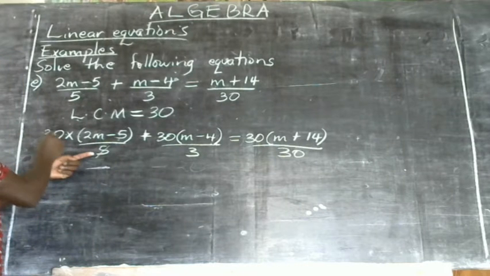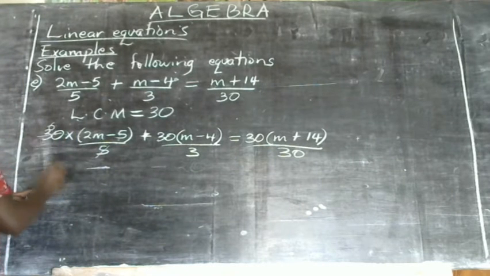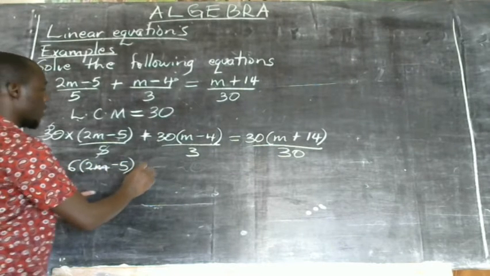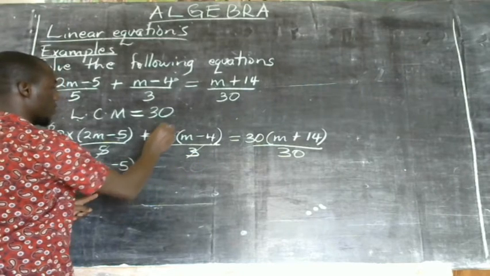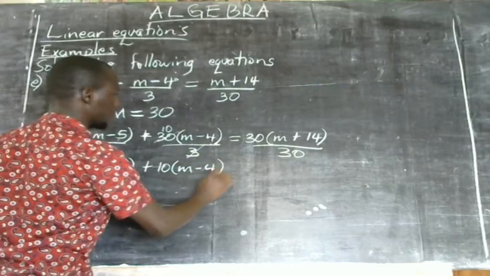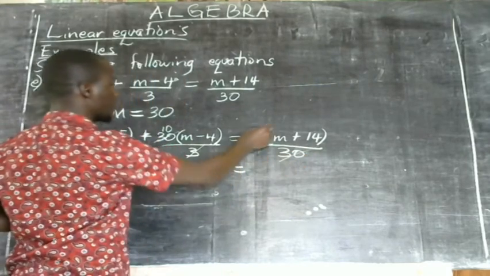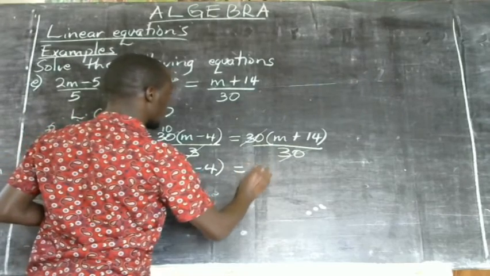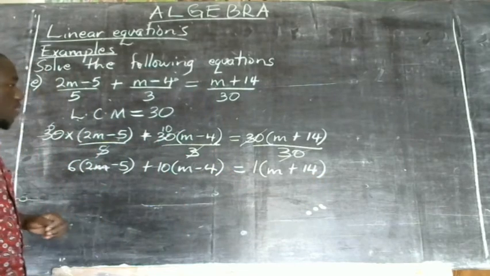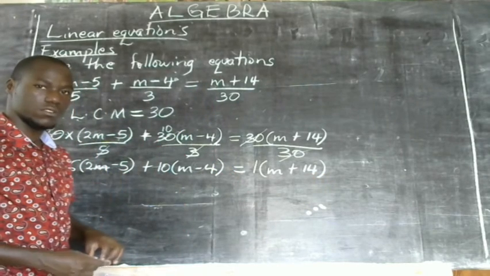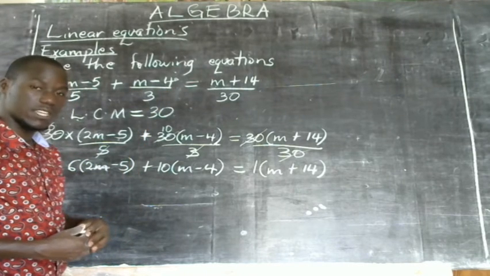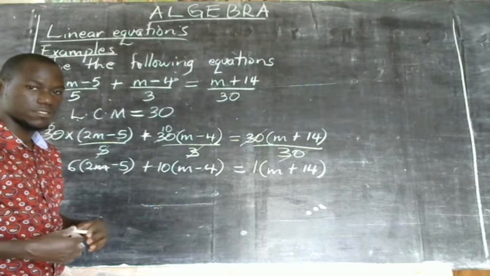This 5 here is going to reduce the 30 to 6. So this is going to be 6 into 2m minus 5. Then the 3 is going to reduce 30 to 10. 10 into m minus 4. The 30 is going to reduce the 30 there to 1. So that's going to be 1 into m plus 14. So you can see now I've eliminated all the denominators in the equation there. Now I need just to expand and then collect like terms.